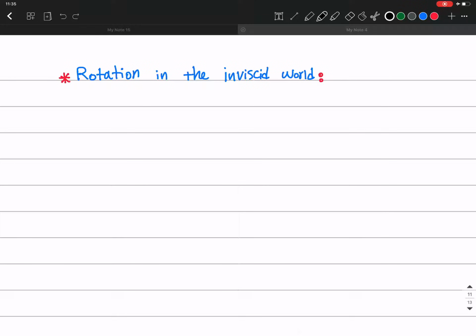Hello everyone. In this lecture, we are going to study rotation in the inviscid world, and in particular, we are going to learn a new technique for solving irrotational flows analytically in the inviscid world, and that is what we call velocity potentials.